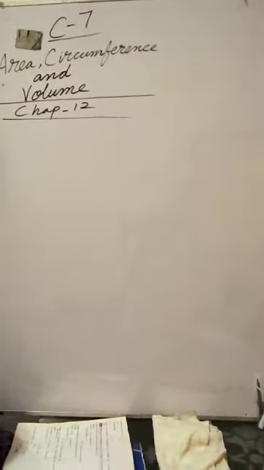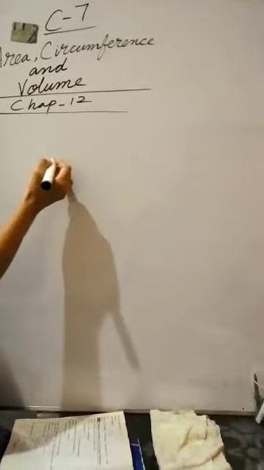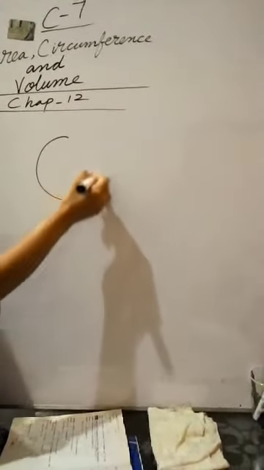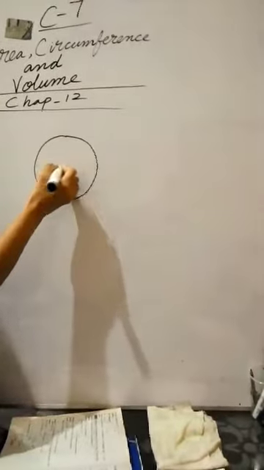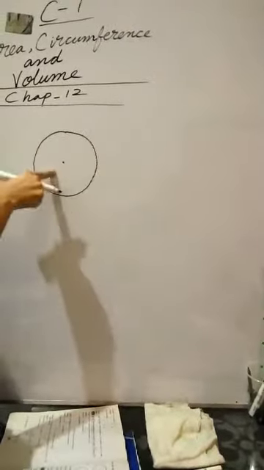Today we will start lecture number 12, area, circumference and volume. For exercise number 12.1, firstly we need to talk about the circle. This is called a circle, and this is the center point of the circle. The enclosed shape is called a circle.